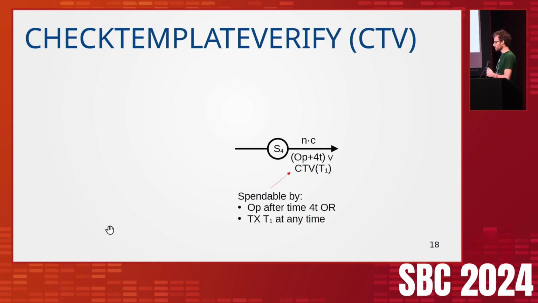And so how this script is read is that it can be spent by the operator after time 4t or by transaction T1 at any point in time. Transaction T1 is specified precisely, almost precisely, in the output. All the relevant parts of T1 are specified already at the time of the creation of S4. So that means that any party can come around and use T1 to spend this output, but they can't use anything else. This is kind of the magic sauce that CheckTemplateVerify gives us, which is not possible otherwise. Being able to specify early what transaction can spend an output.